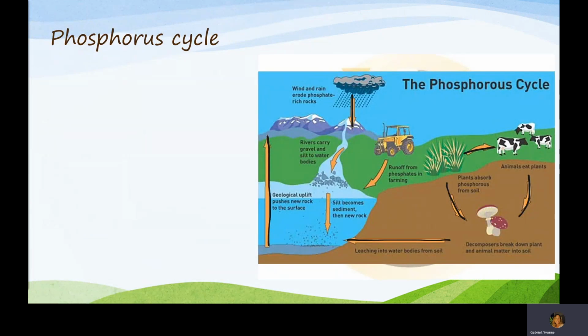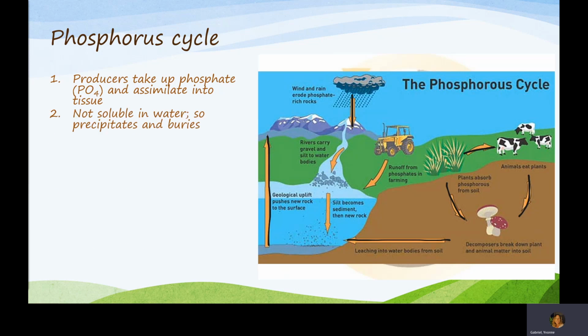Remember that we need to get really comfortable with applying scientific knowledge to models and diagrams. So let's practice again. I want you to read number 1 here. Producers take up phosphate and assimilate it into tissue. Now look in the diagram. Where is that modeled? Pause if you have to. And this is how you should study. Practice again and again.